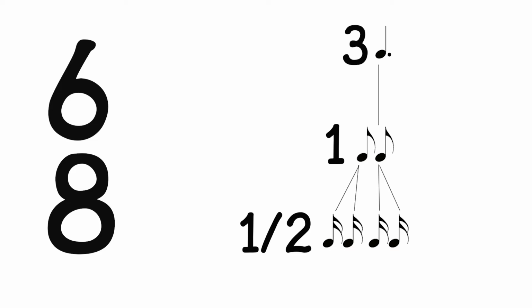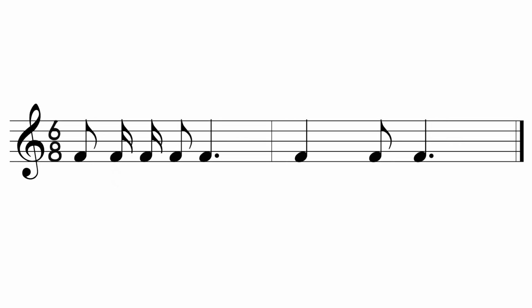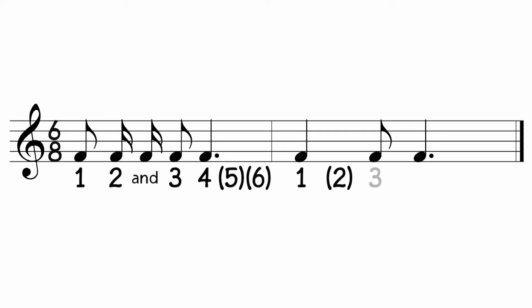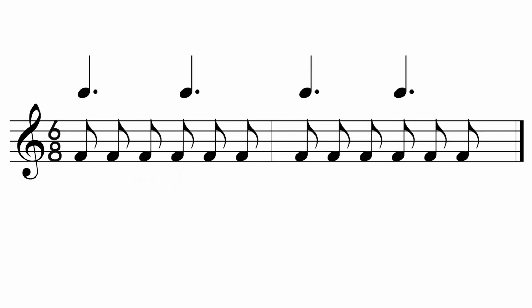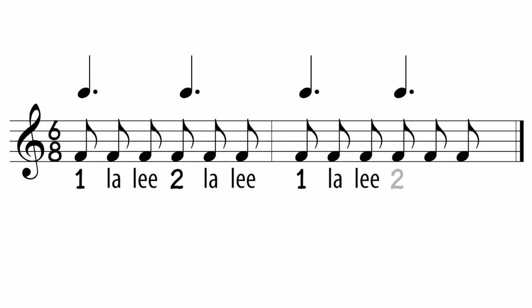In a slow tempo, this rhythm will feel like there are 6 beats in the measure, counting the rhythms like this: 1, 2, 3, 4, 5, 6. In a fast tempo, this rhythm will feel like there are 2 beats in the measure instead of 6. 1 lolly, 2 lolly, 1 lolly, 2 lolly.